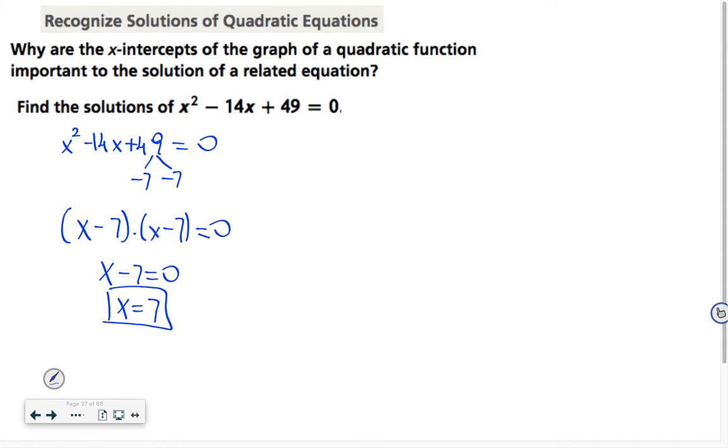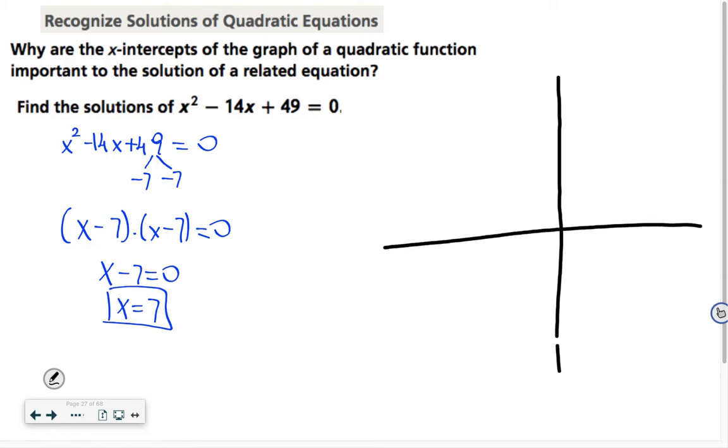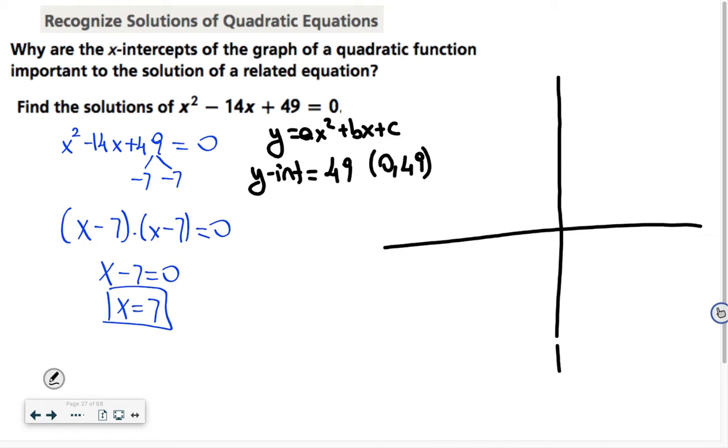So let me graph this and see how this solution is going to help us on the graph. Remember, ladies and gentlemen, what is the quadratic function in standard form? y is equal to ax squared plus bx plus c, isn't it? And c is the y-intercept. So your y-intercept is positive 49. As an ordered pair, you can describe it as (0, 49), because y-intercept means the point located on the y-axis. Any point located on the y-axis has an x-coordinate of 0.